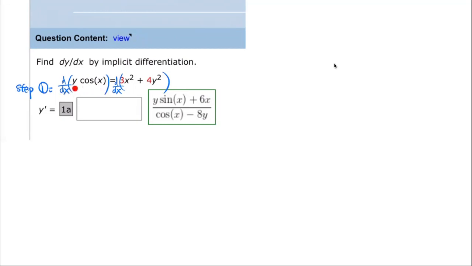You see here, this is a product of 2 functions, because this is a multiplication. Think about y as the first function and cosine x as the second function. So it's a product of 2 functions, and to differentiate that, we use the product rule. So using the product rule, what do we get? Can you tell me?